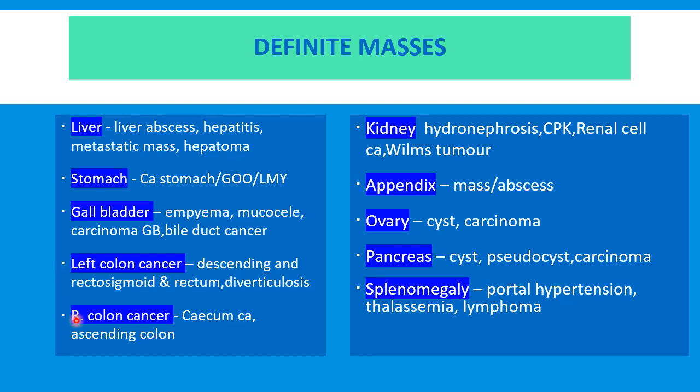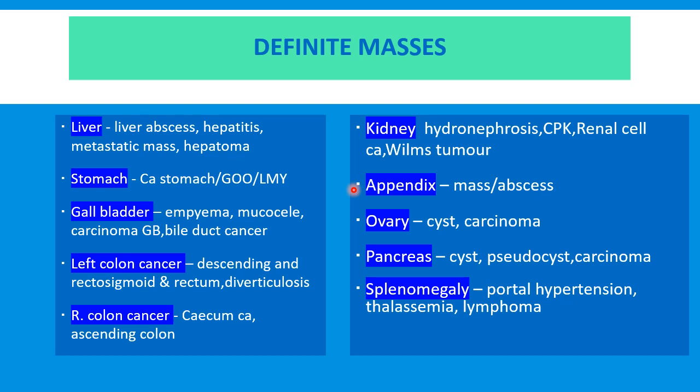The right colon, the right iliac fossa region, is mainly due to appendicular mass, cecal mass, and ascending colon. The kidney can give rise to masses due to obstruction and hydronephrosis, congenital polycystic kidneys, renal cell carcinoma, and in children, Wilms tumor or hypernephromas.